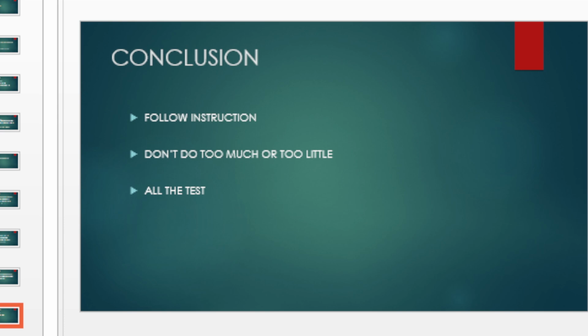And in conclusion, one of the most important things that you should carry out of this discussion is you should follow instruction. Do not do what you have not been asked. Do not do too much, especially during clinical examination, or too little. Some people do what they have not been asked, even in the exam, and some don't do anything at all. So do what you have been asked. Okay?